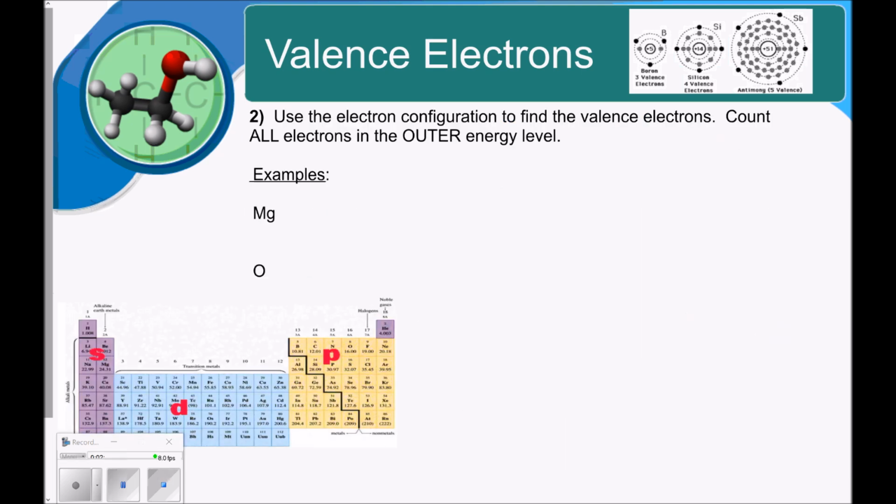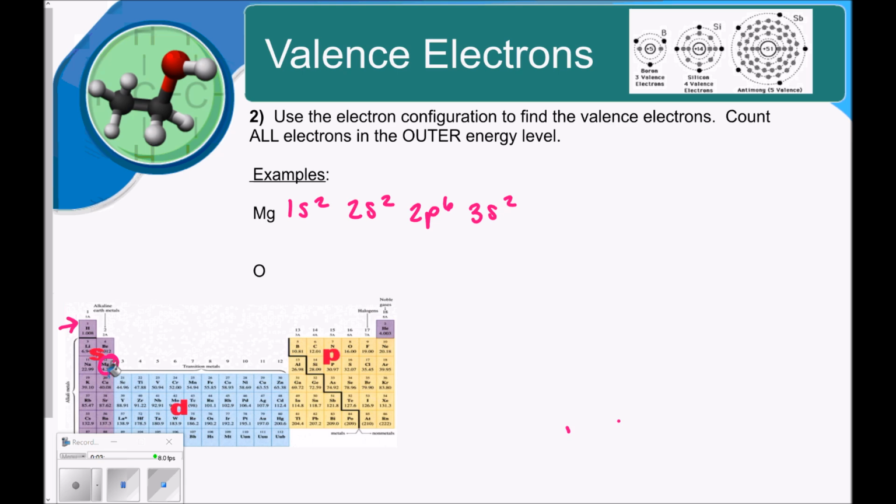Another way to figure out valence electrons is to use the electron configuration. You can count all the electrons just in the outer energy level. So this is the 1s2, 2s2, 2p6, 3s2, 3p6, etc. That pattern that we learned earlier in the year. Okay, so magnesium, it's located right here. I'm going to start at the beginning with hydrogen, and its electron configuration is 1s2, 2s2, 2p6, and 3s2. So I'm stopping at 3s2 right where magnesium is.